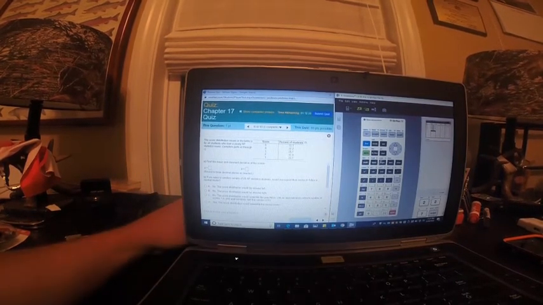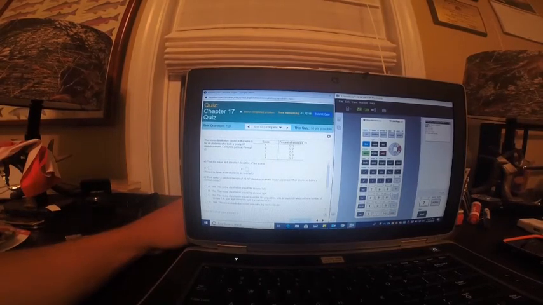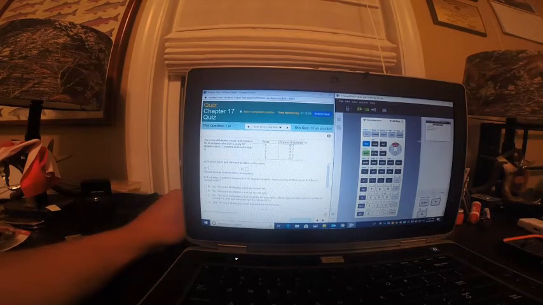Alright, so I have it all in. I need to find the mean and standard deviation. I'm going to go stat, calculate, 1-Var Stats. That's how we find the mean and standard deviation. We've done that before. So list 1 is my first list that I have here that I'm pulling from.